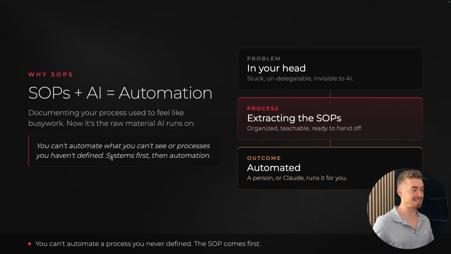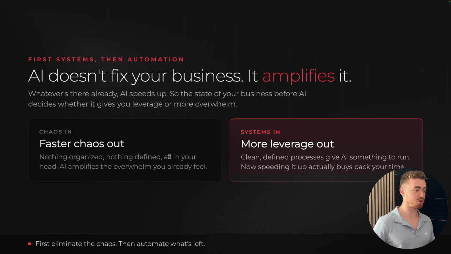So the first step is systems and then automation, because you can't automate what you can't see or processes that you have not defined yet. And the reason I'm saying that systems comes before automation is because AI doesn't fix or improve your business, it amplifies it. Whatever AI has access to, it will speed up. So the state of your business before AI is more important than the AI that you're going to put onto your business, because if you don't have anything organized, nothing is defined, and everything is in your head, then the overwhelm that you're currently feeling is just going to increase.